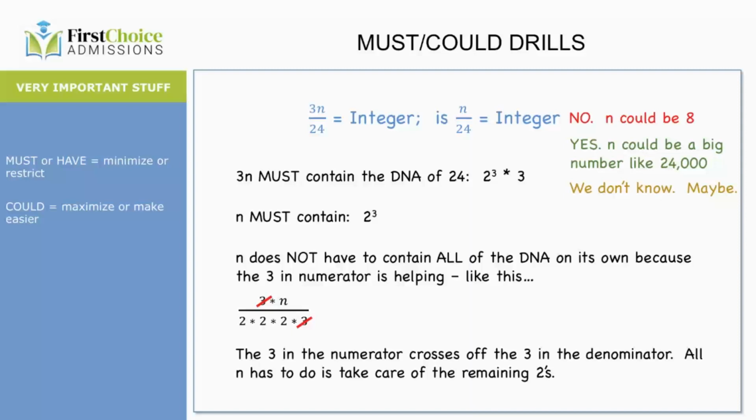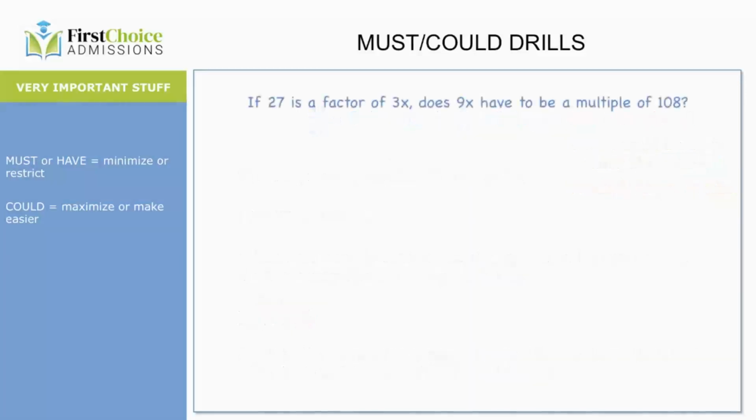All right, nice job. Let's take a look at another one. If 27 is a factor of 3x, does 9x have to be a multiple of 108? Okay, well, let's take a look at the language, because if there's one thing we've learned, most of this test is about the language. What we're really being asked is if 3x over 27 is an integer, remember, factor means small number, so 27 is a small number, 3x is the big number.